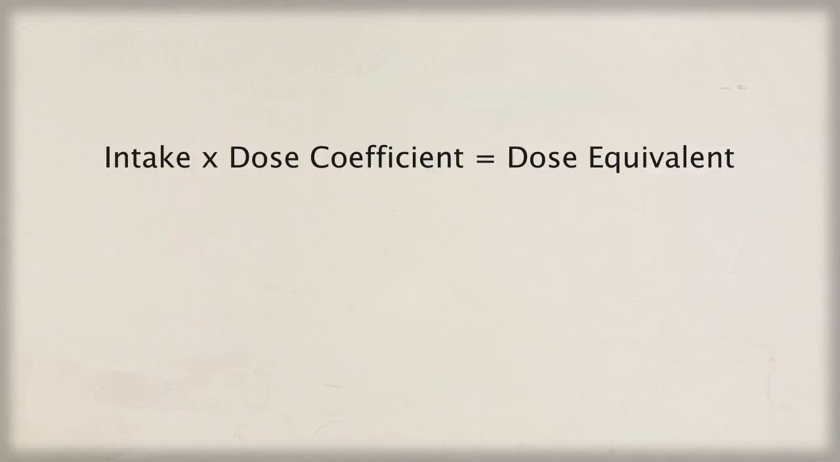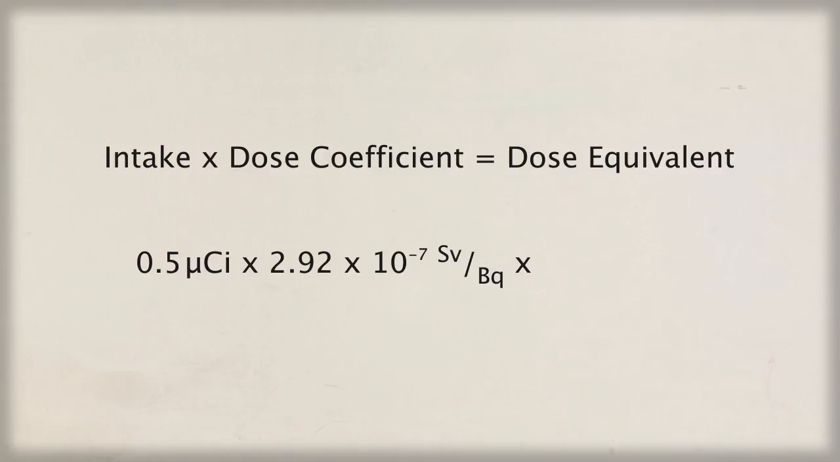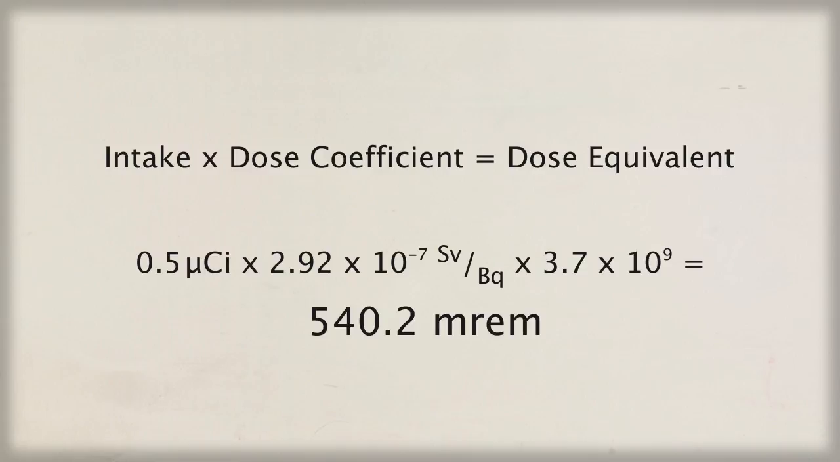Multiplying the intake of 0.5 microcuries by the dose coefficient and the 3.7 times 10 to the 9 conversion factor results in a committed dose equivalent to the thyroid gland of 540.2 millirems.